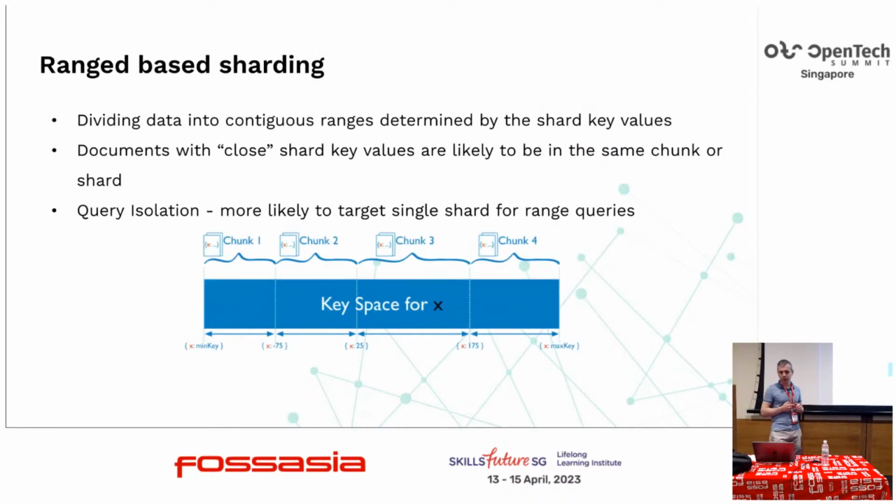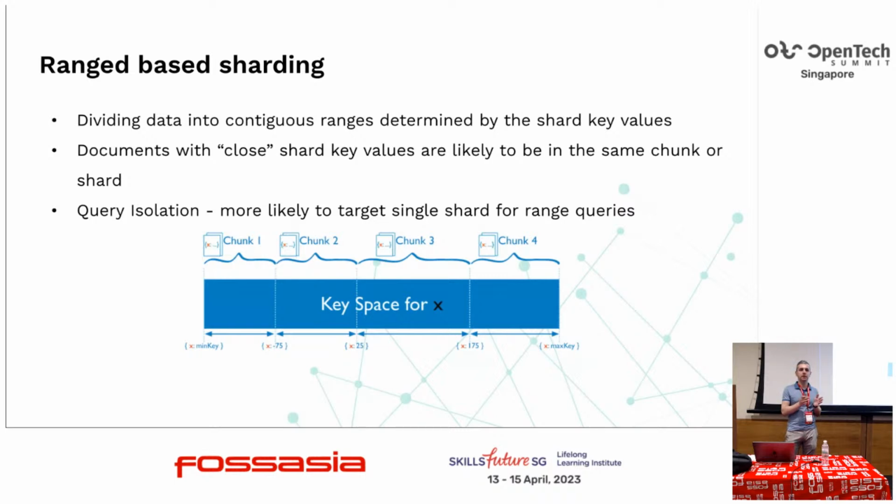So there are two options for sharding with MongoDB. The first one is range-based sharding. With range-based sharding, it's just dividing the data into continuous ranges. With this type of sharding, it's more likely that the documents that have close values will live in a close chunk and potentially will live in the same shard.